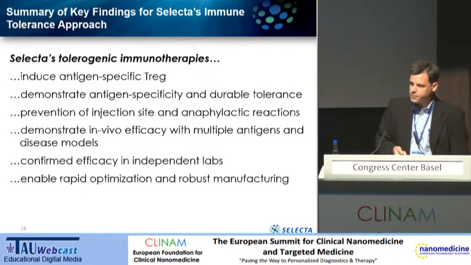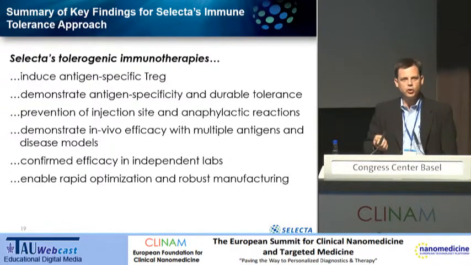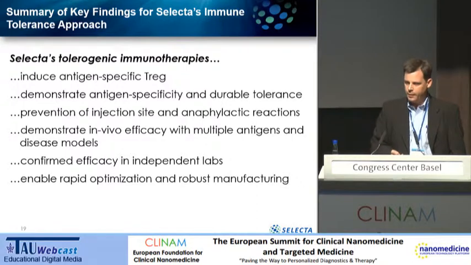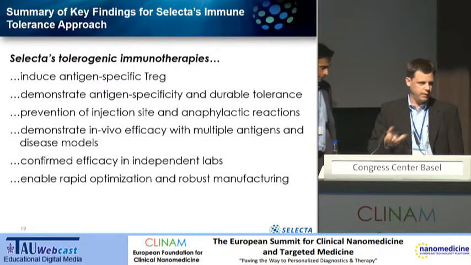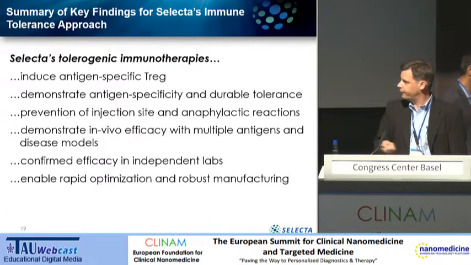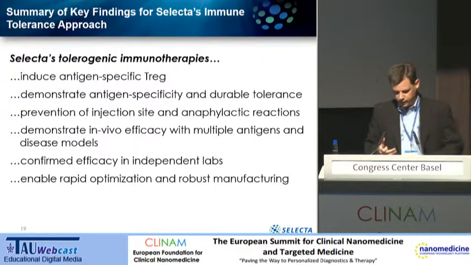So we can induce antigen-specific Tregs. One of the key things we've demonstrated is antigen-specific and durable immune tolerance, going out a long time in a mouse, at least at this point. We've stopped injection site reactions, anaphylactic reactions. We've done this with multiple antigens; I only showed you one here. We've done it with over 8 antigens now that we've worked on, both model and actual drugs. We've confirmed the efficacy with David in his lab. He did all that work for us. And we have rapid and robust manufacturing that we've already scaled and gone through and made GMP supplies and completed a phase 1 trial. So that's all I had to say, I think.